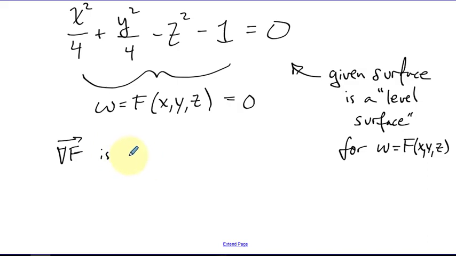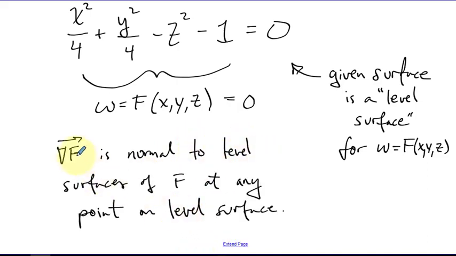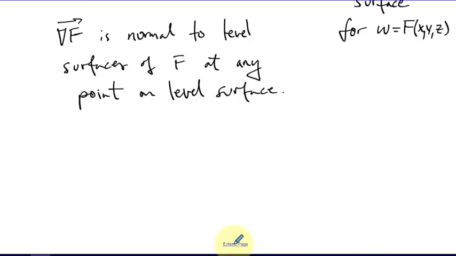And in fact, you might use the word normal because it's a little more general than just saying perpendicular. So it's normal to level surfaces. So the gradient of F, this big capital F, is normal to level surfaces of F at any point on the level surface, and in particular the point that we're interested in, (4, 2, 2), is one point on that level surface.